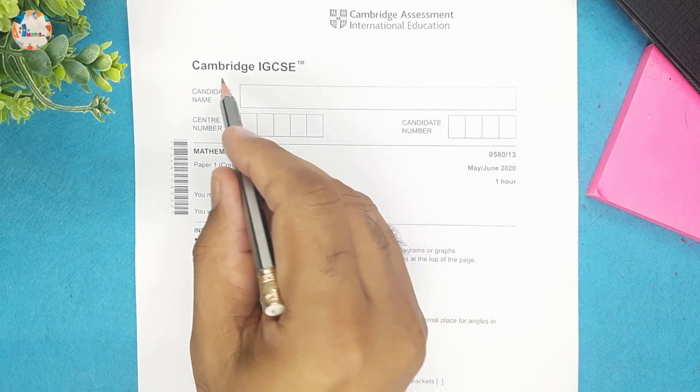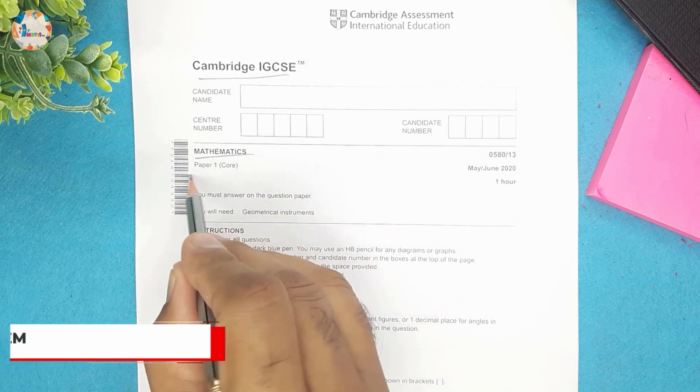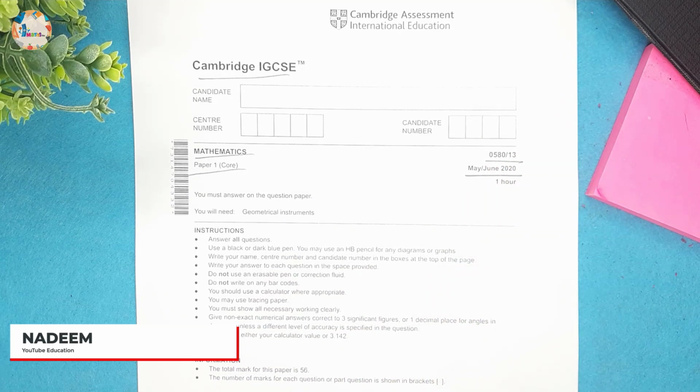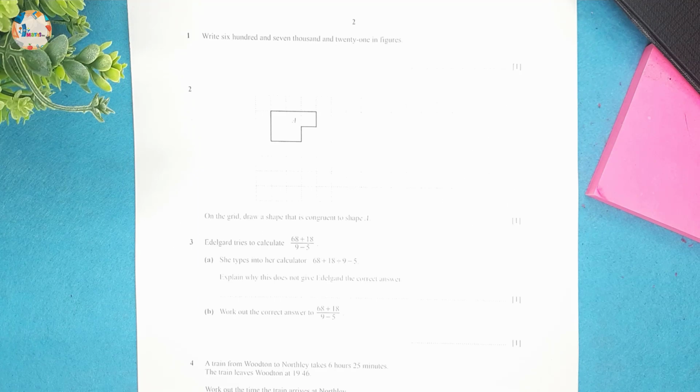Today we'll be going through Cambridge IGCSE Mathematics Paper 1 Core 058013 May-June 2020. Question number 1.